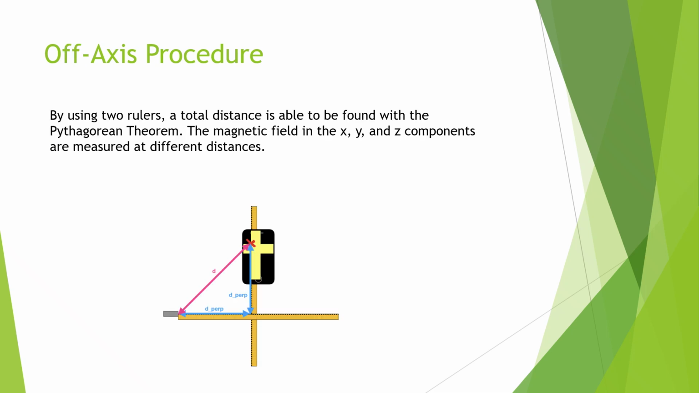For the off-axis procedure, by using two rulers, a total distance is able to be found with the Pythagorean theorem. The magnetic field in the x, y, and z components are measured at different distances. And here in this model, you can see that this is the total distance and this is the y component and x component of that distance.